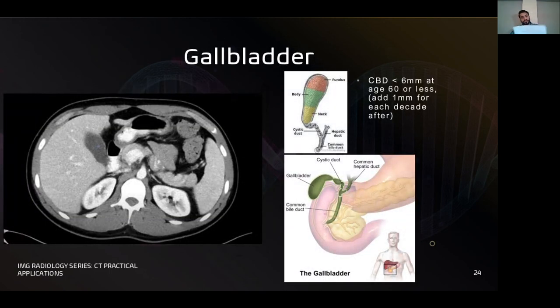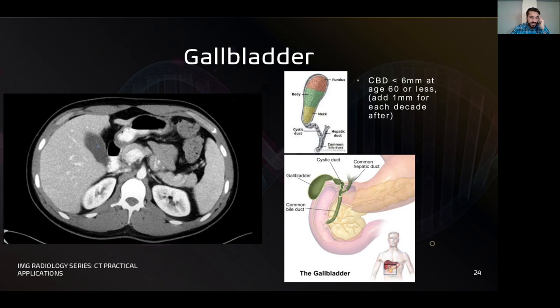So we move on to the next organ, which is the gallbladder. Now, the anatomy is important. This is the gallbladder here, by the way. You've got the fundus, the body, and the neck of the gallbladder, which feeds into the cystic duct, which eventually joins the hepatic duct to form the CBD.